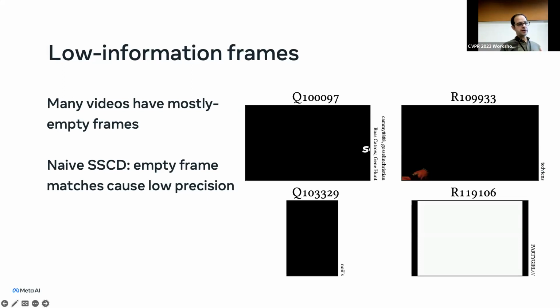A challenge of using frame methods in a naive way is that a lot of videos have these mostly empty frames. If we match using SSCD in a naive way, these empty frames match each other at essentially saturated similarity, which results in low precision. So to resolve this, we explore descriptor normalization strategies.